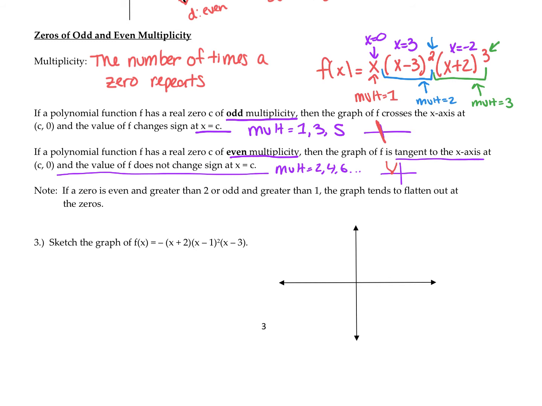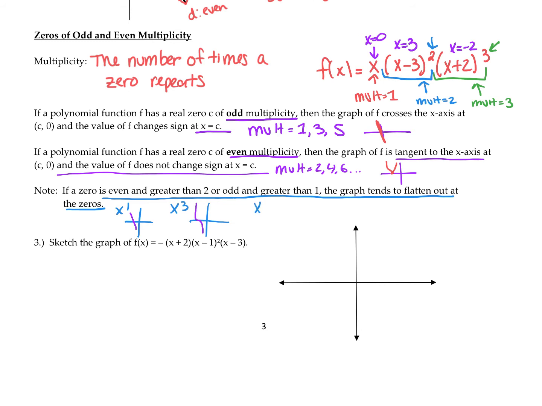It also has a note here that if a zero has even multiplicity greater than 2 or odd multiplicity greater than 1, then the graph tends to flatten out at the zeros. So if it's a multiplicity of 1, it's going to go straight through. If it's a multiplicity of 3, it's going to flatten out at that point where it goes through.